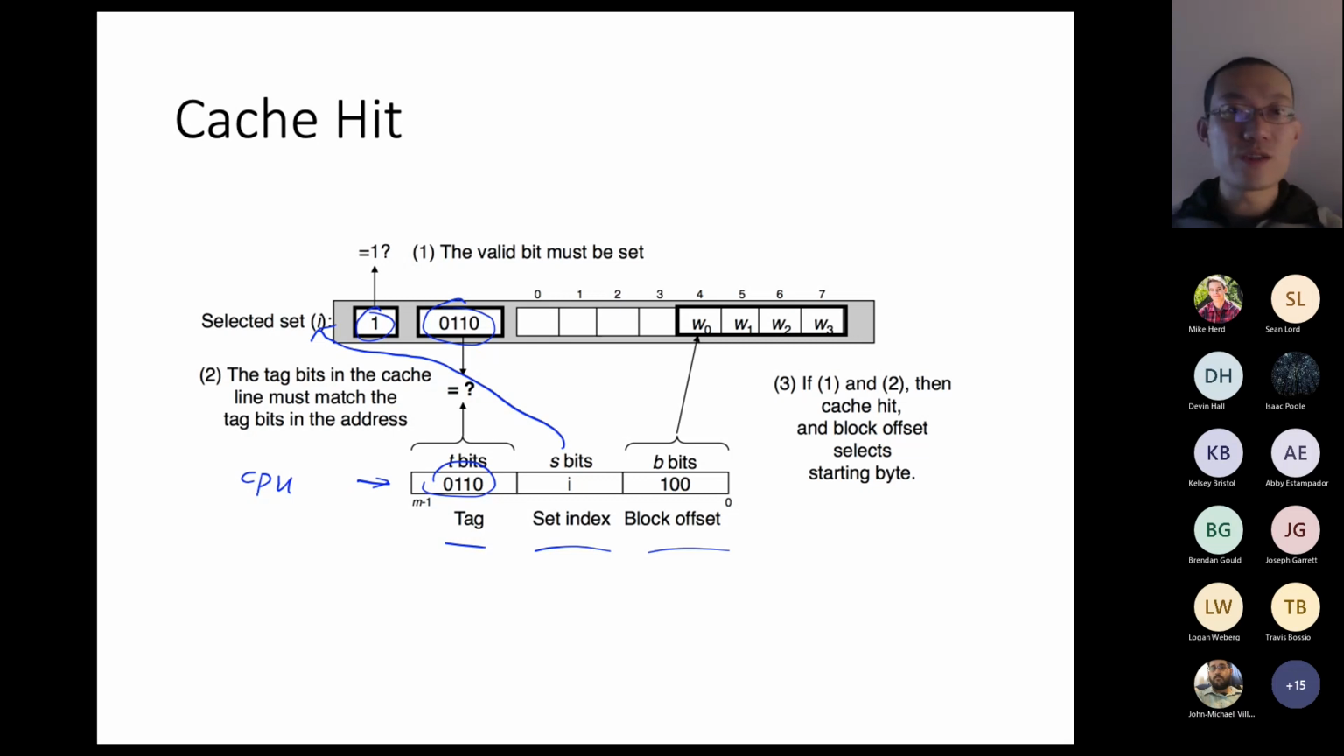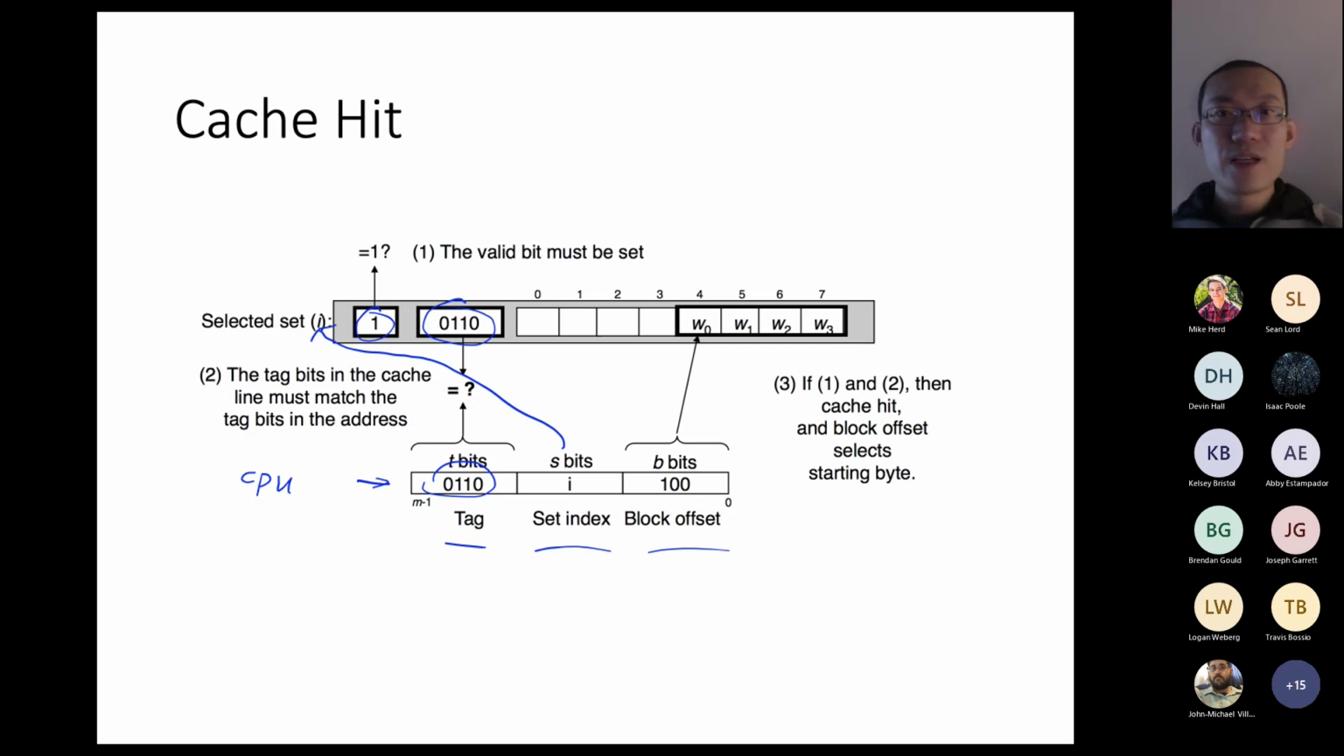If these 2 conditions are satisfied, the first one is the T bits match with the tag. The second criterion is the valid bit is 1. If we satisfy these 2 criteria, then we would say this is a cache hit. We find the data in the cache.